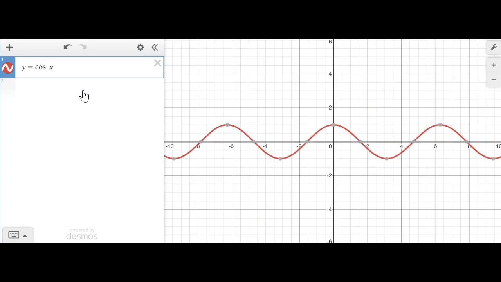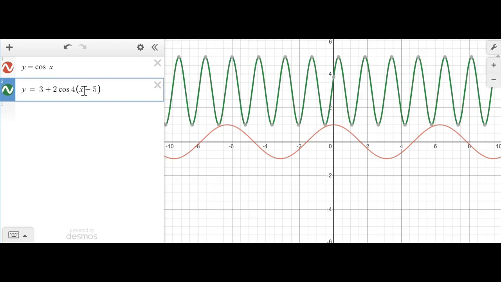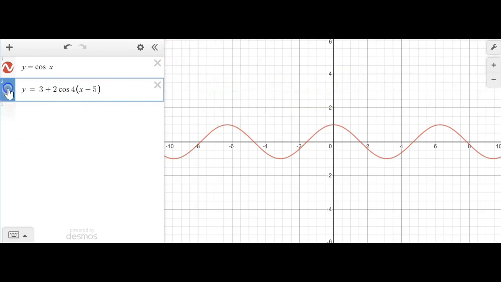So there's my cosine graph. Our ultimate goal is going to be able to create y equals 3 plus 2 times the cosine of 4 times x minus 5. So A is 2, B is 4, C is 3, and D is 5. So it's 2, 4, 3, 5. And ultimately, I'm going to argue that I'm going to end up with this green graph up here. But that's not what we're going to get right away. So let's take this piece at a time.